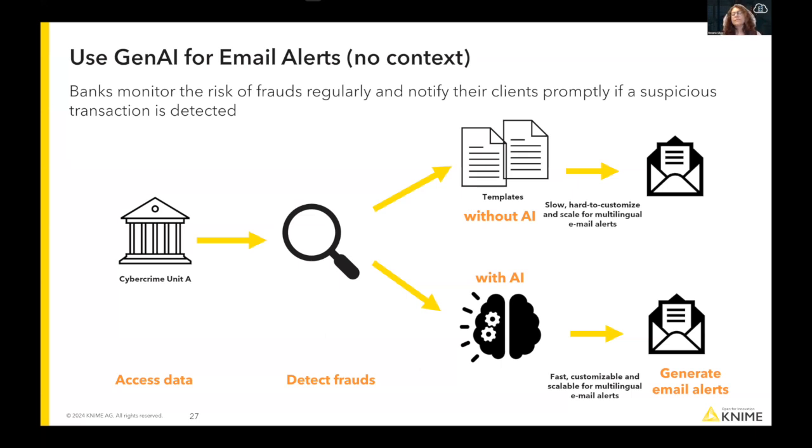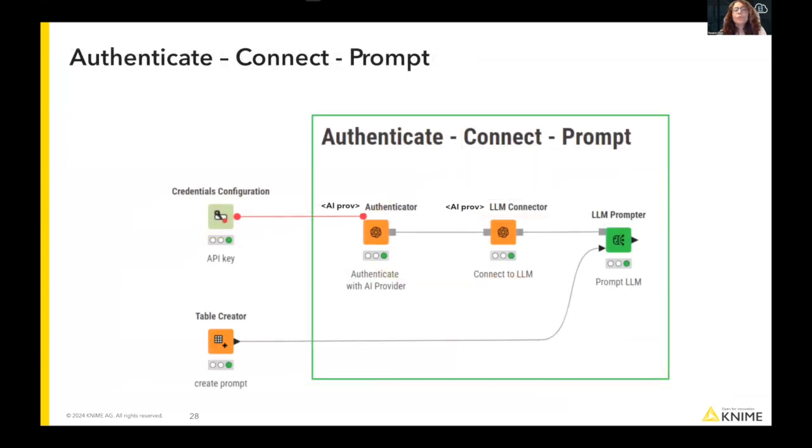With AI, it's easier because you send a prompt, you say generate an alert email in Russian, and then it generates an alert email in Russian. You can read it, so you can check, at least for the languages that you know, if it's correct or not, and then you can trust it for the languages that you don't know. So how do we do that? There are 3 steps: authenticate, connect, prompt. That's the title of the talk.